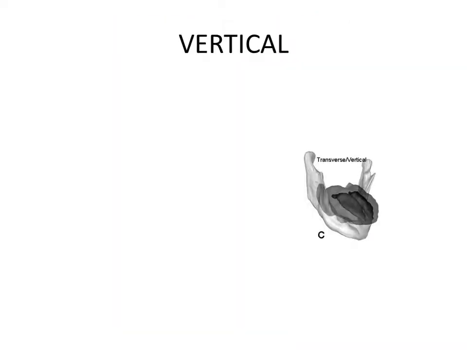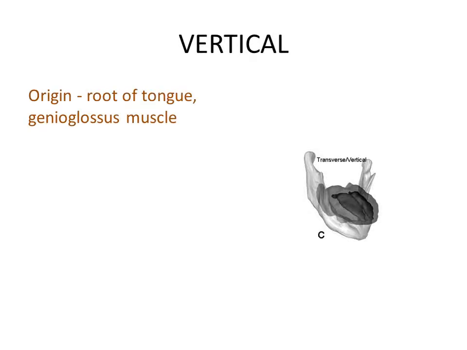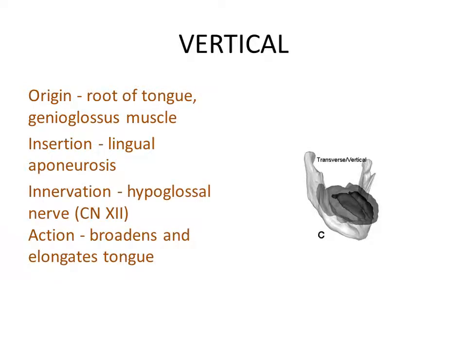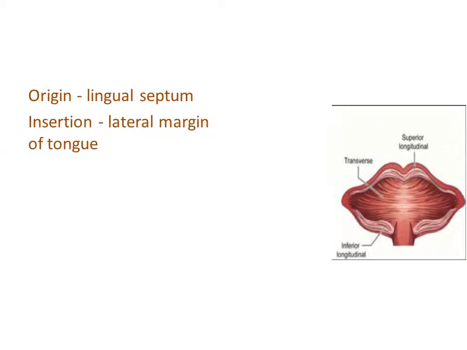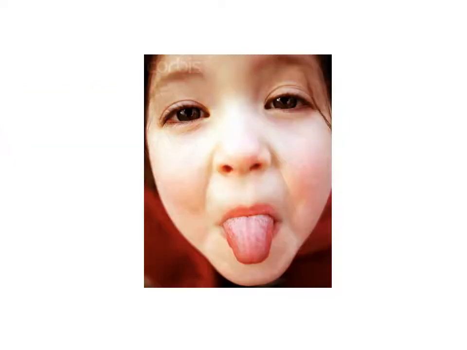The third group is vertical. It arises from the root of the tongue and genioglossus muscle. It inserts into lingual aponeurosis, and action is broadening and elongation of tongue, just like this. Now this is the final member of the intrinsic muscle group, that is transverse group. It arises from lingual septum and is inserted into the lateral margin of tongue. Action, it narrows and elongates tongue. It's like this.